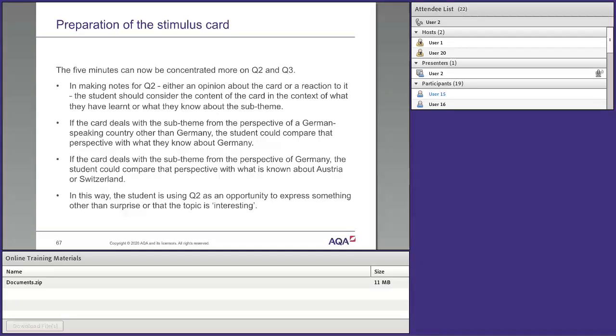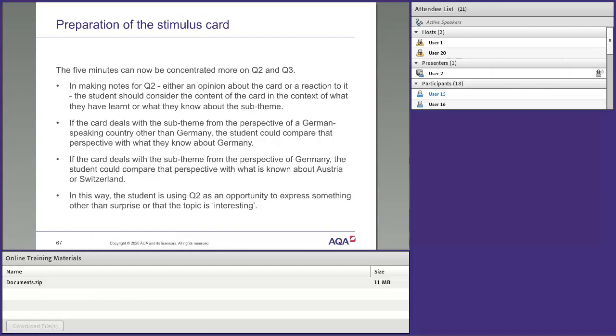The 5 minutes then now, if they've looked at question 1, fairly confident with that, they can now look at question 2 and question 3. So in making notes for question 2, it's either an opinion about the card or a reaction to it. They should consider the content of the card in the context of what they've learned or what they know about the sub-theme. So if the card deals with the sub-theme from the perspective of a German-speaking country other than Germany, the student could compare that perspective with what they know about Germany.